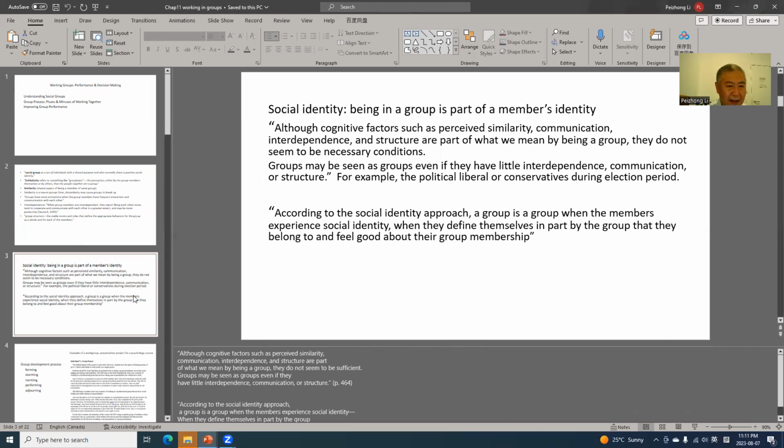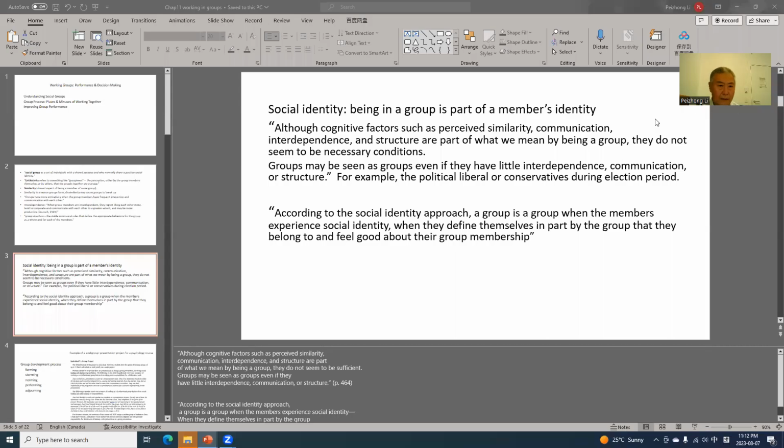Groups are related with a person's identity. Usually, people care about their group membership, and their group membership serves as a big part of their identity. A sense of identity is the most important feature of a group.